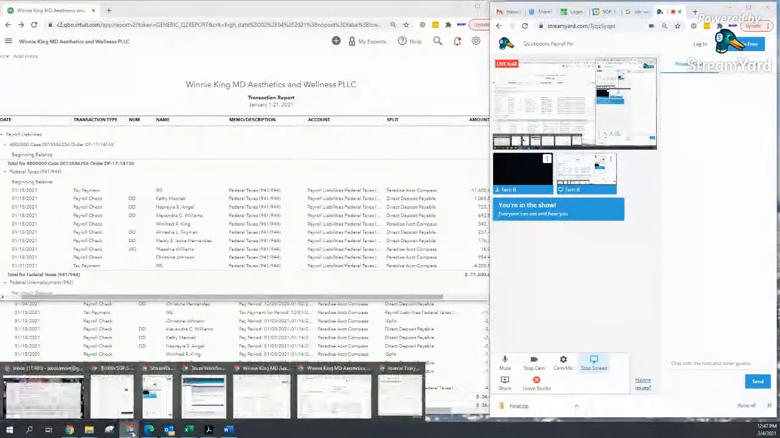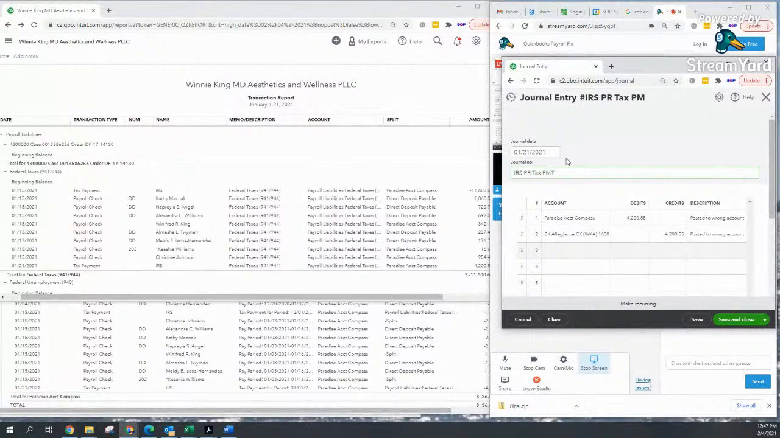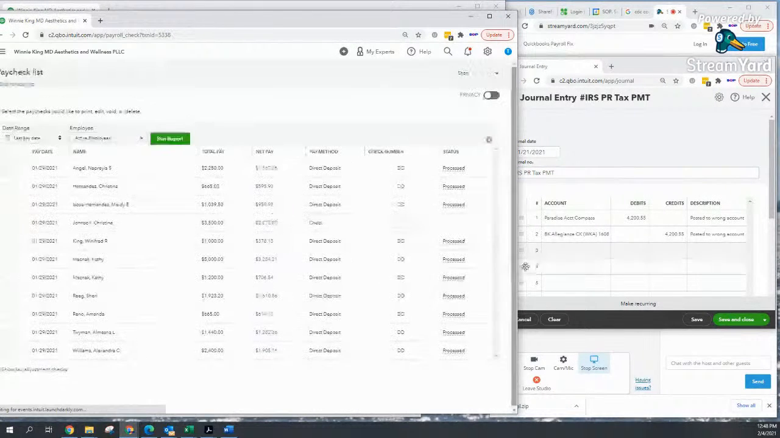Did I lose my journal screen? There's my journal screen. Okay. So this will fix that tax payment. All right, if you're saving, close on that. I'm going to look at it on my own. Well, hold on, because I'm going to show you how to do this one in the same journal transaction.